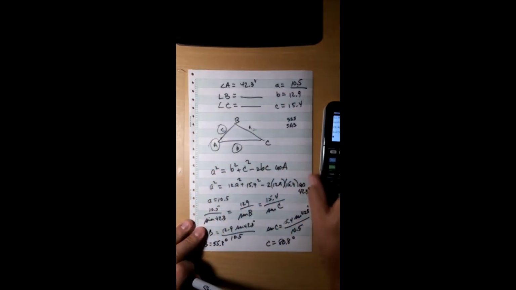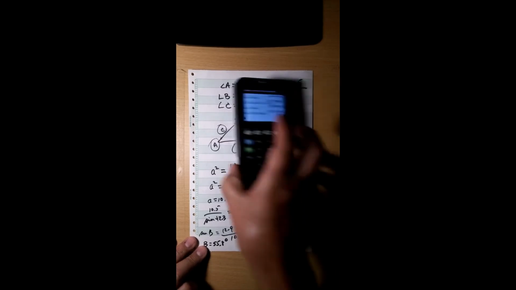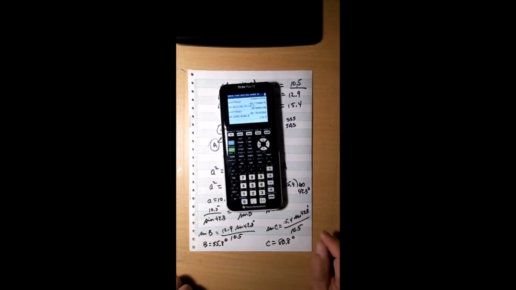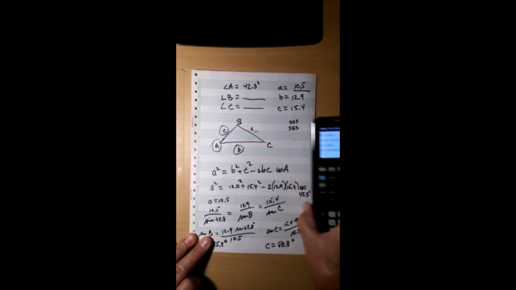Now let's see if this worked. We have 42.3 plus 55.8 plus 80.8, and you get 178.9. Because of the rounding, this may not be exactly right. That's a whole degree off. That's a lot of rounding. So be a little careful. Rounding errors can creep in, and you may need to adjust that, or maybe you should use all the values in there.